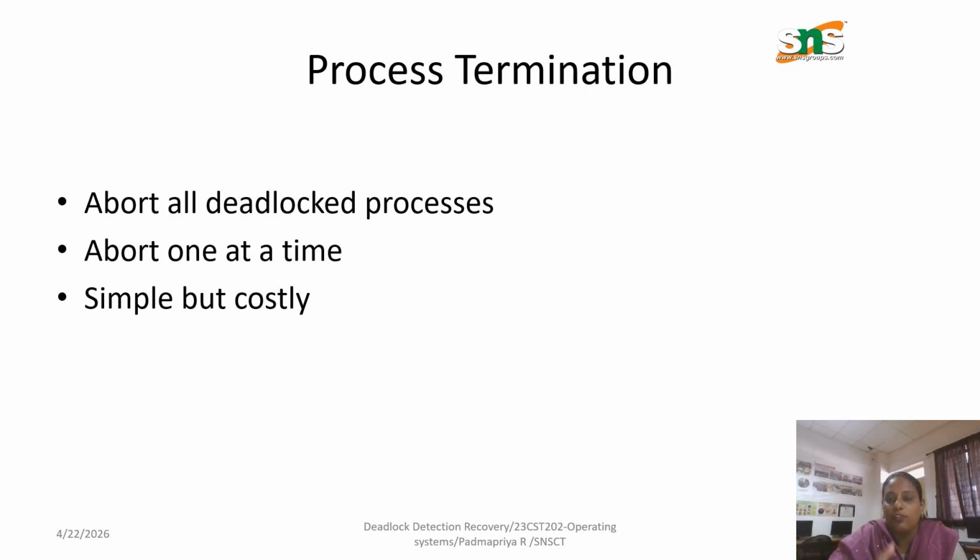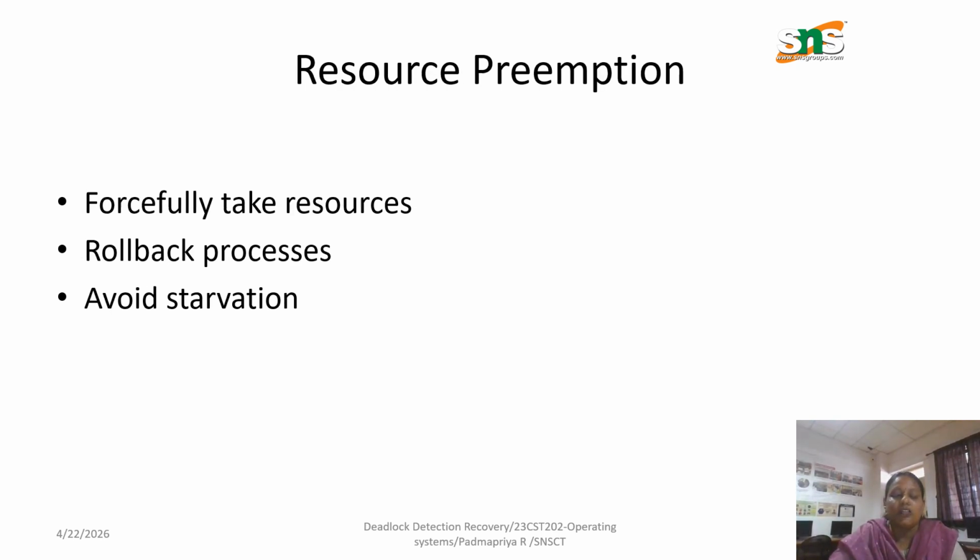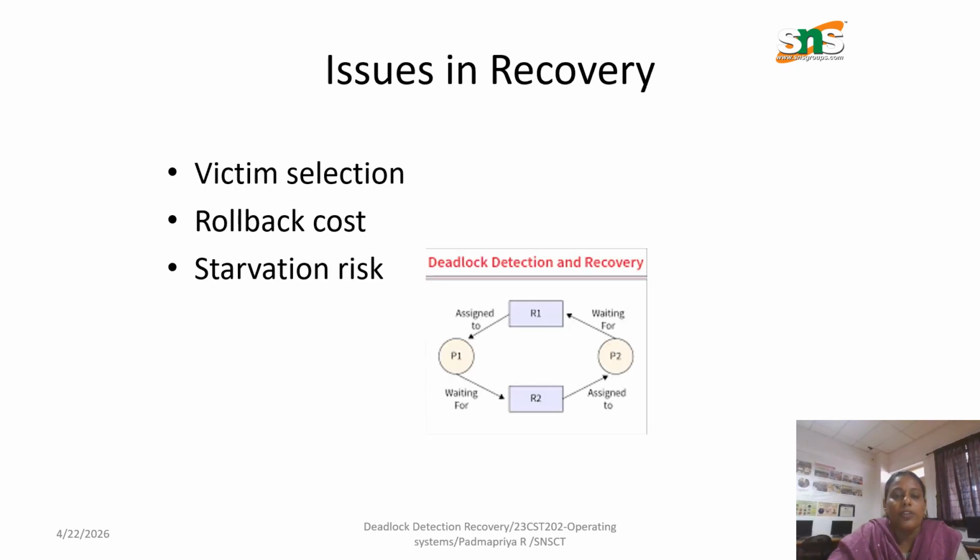Process termination: once we find that deadlock has happened, we abort all deadlocked processes, or abort one at a time. Simple but costly. Resource preemption: forcefully take resources, roll back processes, and avoid starvation. Issues in recovery include victim selection. We have to find the resource and process that cause the deadlock cycle, select that victim, and consider rollback cost and starvation risk.